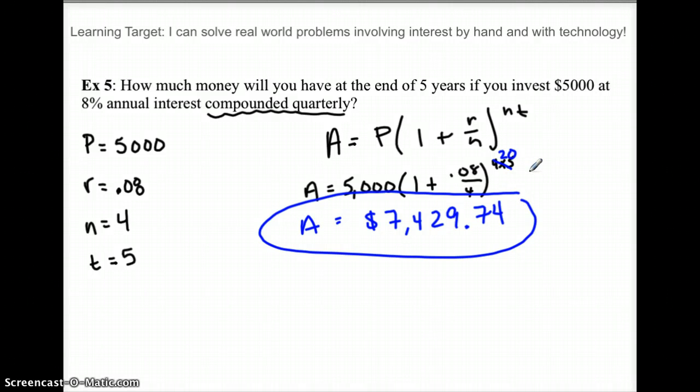So what? I earned roughly $2,429.74 if you do the math quick in your head.